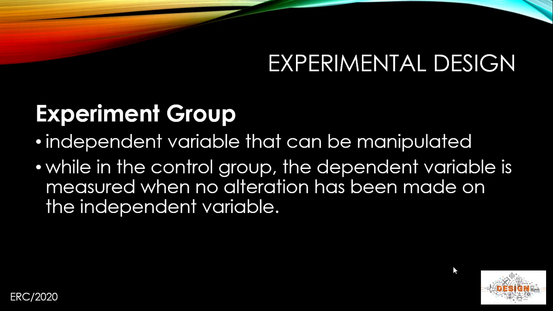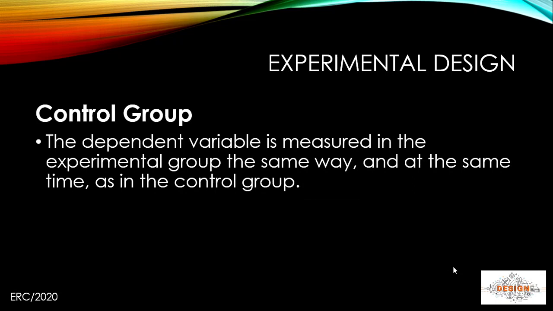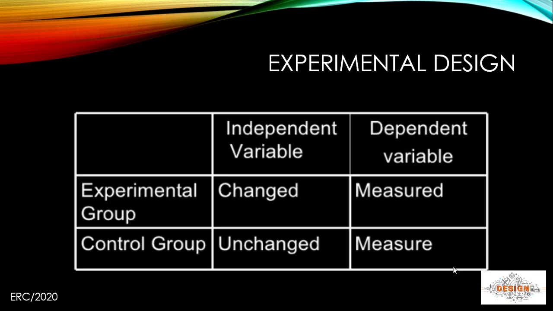Okay, based on the data gathered, you have to take note of the certain changes that may be attributed to the comparison of the experimental group and of course the control group. Okay, so in the control group, the dependent variable is measured in the experimental group the same way and at the same time as in the control group. Okay, actual observation at a specific time and duration in order to yield reliable and valid data.